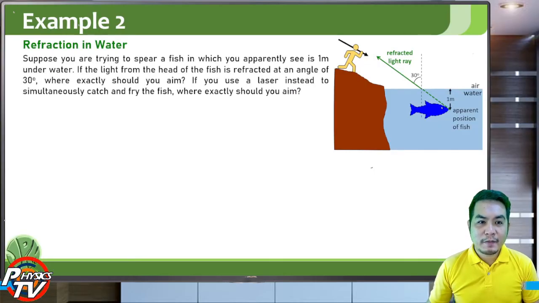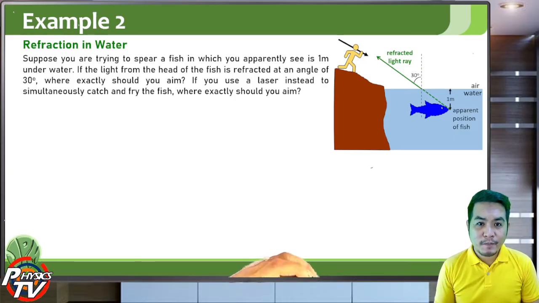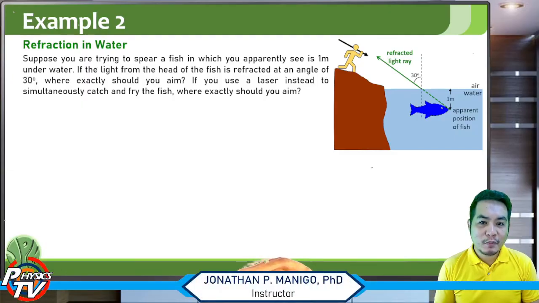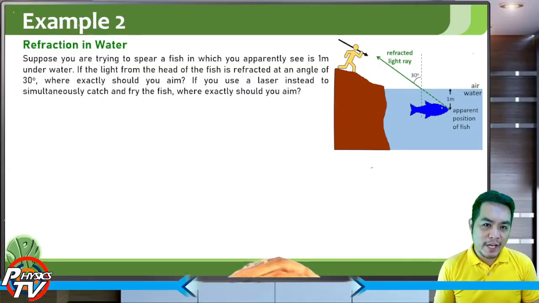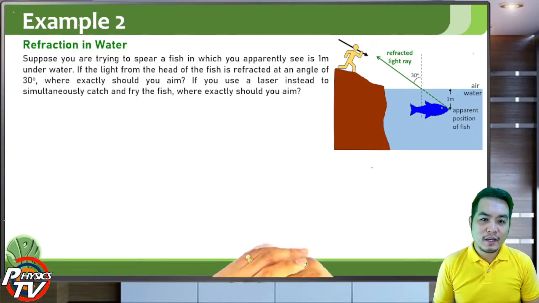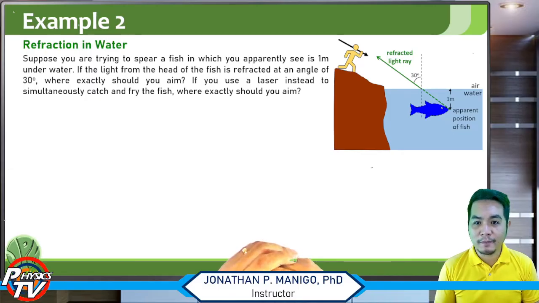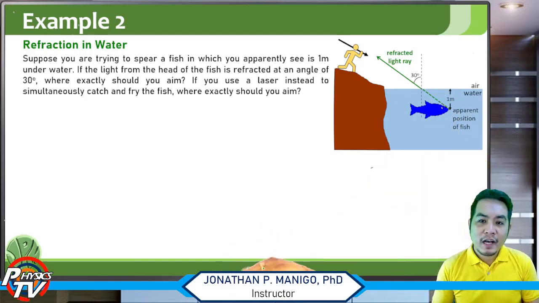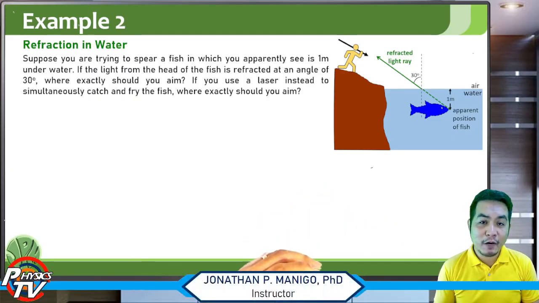Okay, this is an example of refraction in water. Suppose you are trying to spear a fish which you apparently see is 1 meter underwater. If the light from the head of the fish is refracted at an angle of 30 degrees, where exactly should you aim? And second question, if you use a laser instead to simultaneously catch and fry the fish, where exactly should you aim? So you see a fish 1 meter below the air-water boundary.